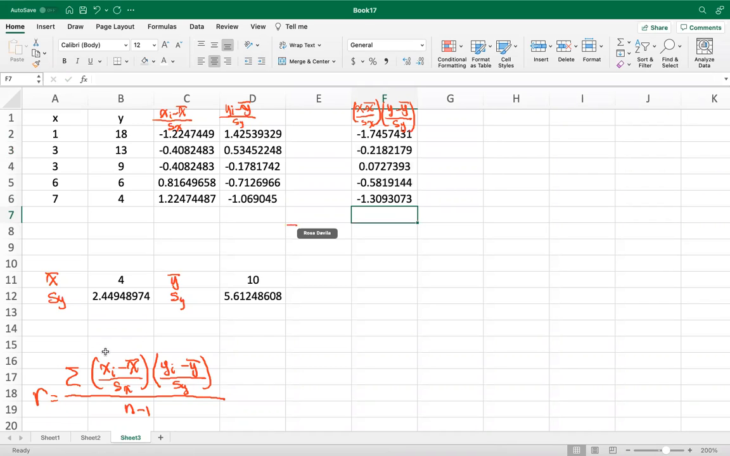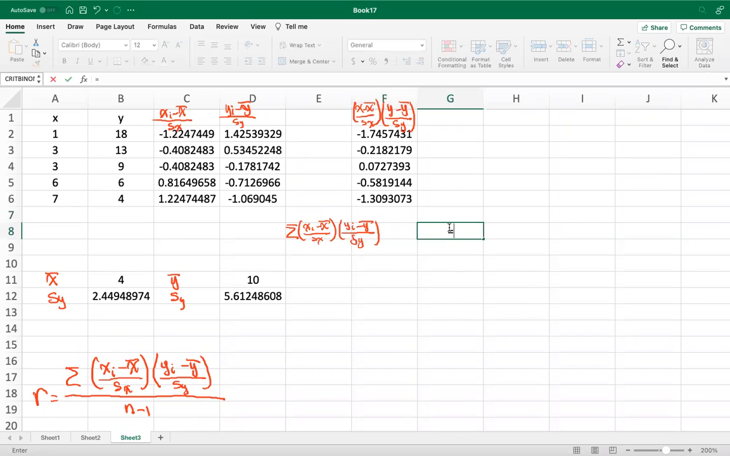So we have the sum of xi minus x bar over s sub x times yi minus y bar over s sub y. And that value we'll just type over here instead. So equal to the sum of all of these values here.